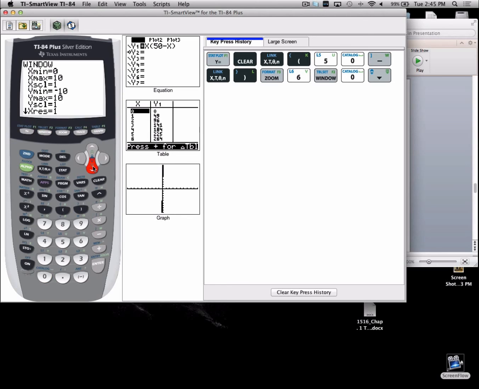What's the maximum I could choose for the width? 100? That's not right, but we'll go with it. 100, okay. And then Y represents the area. I can't get a negative area, so I'm going to hit 0 in there. The smallest area I could get would be 0.